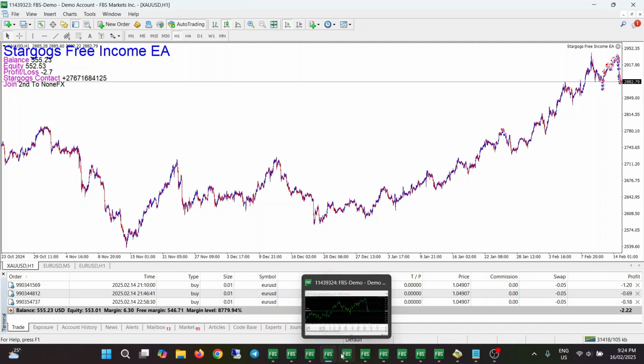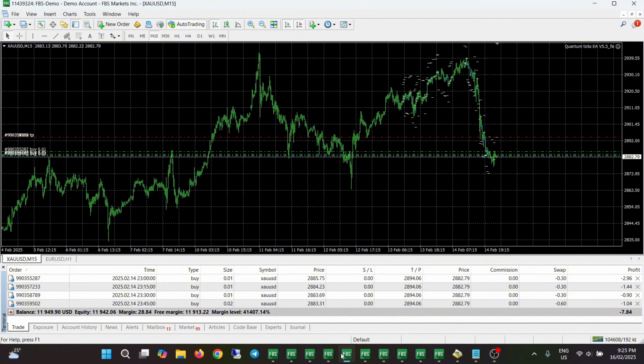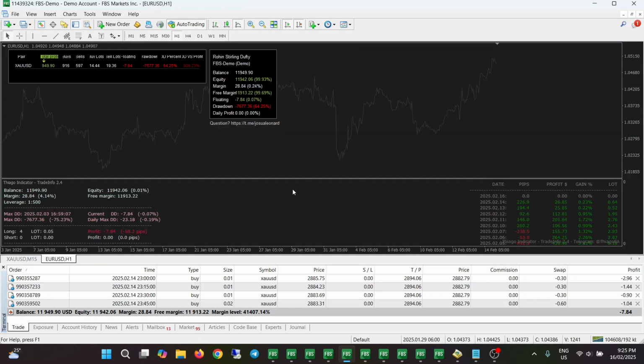It all depends on the strategy. So Stargogs I've tried again, and Quantum Ticks I've also started again, but I gave it $10,000 this time to trade with, and so far it's only just survived. And as you can see here, we've had the max drawdown of negative 75 or 75%, and that happened on the 3rd as well.